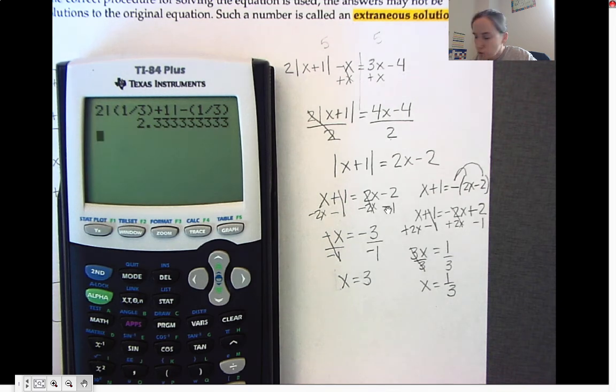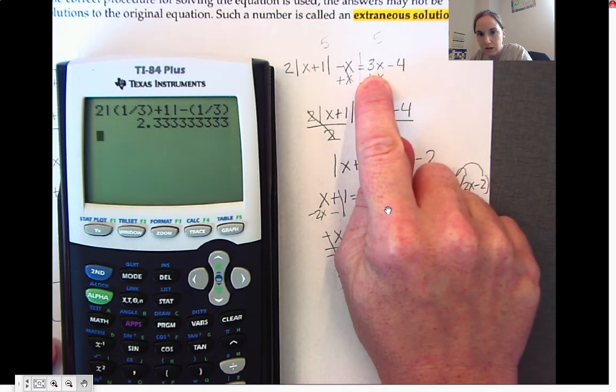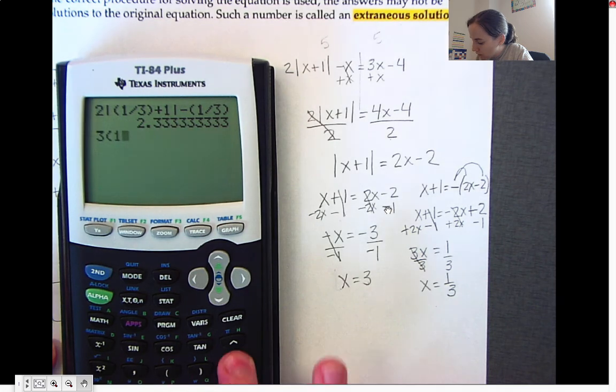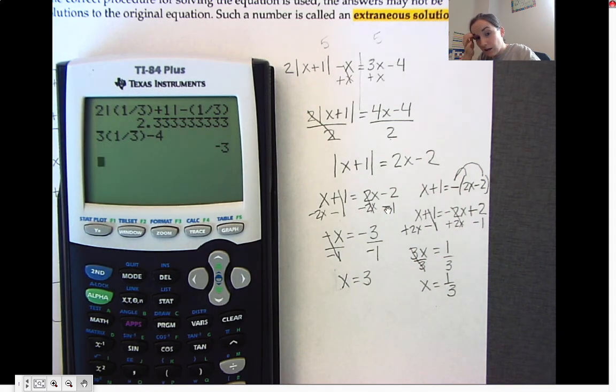So this equals 2.3 repeating. Now let's type it in the other side. So the other side is 3, and the x was 1/3, so 3 times 1 divided by 3, and then we need to subtract 4. Enter, and the value here is -3.